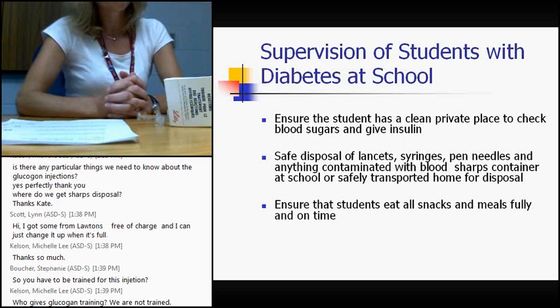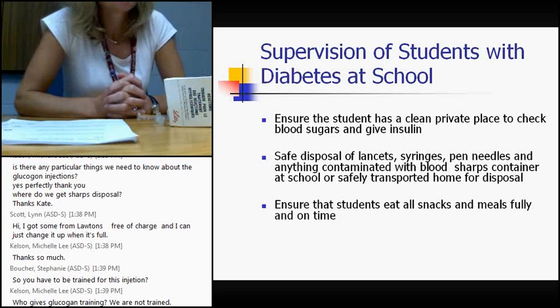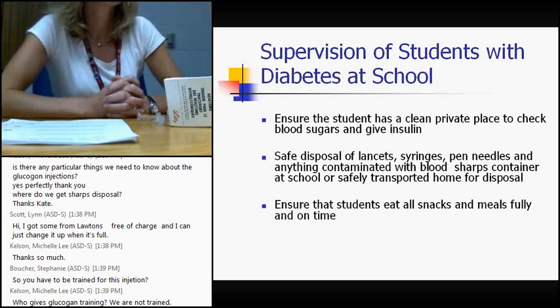Okay. I have a couple of questions here. Let me just go back. Okay, there's a comment, Lynn, about the disposal. Said I got some from Lawton's free of charge, and I can just change it up when it's full, so that there's a source for you.